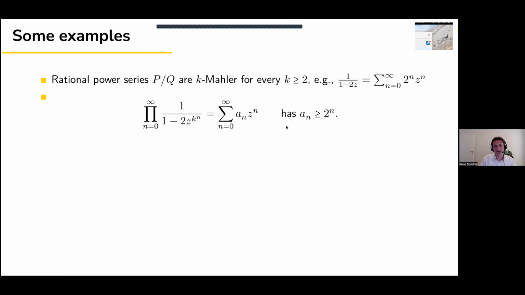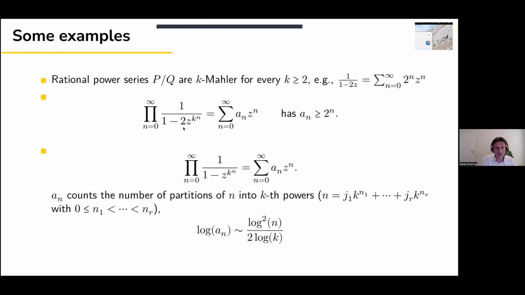And for this one, because the n equals 0 term is again this geometric series, the coefficients are at least as large as 2 to the n, so they grow exponentially fast. Another thing is if instead of 2 here you take 1, you get a different Mahler function.